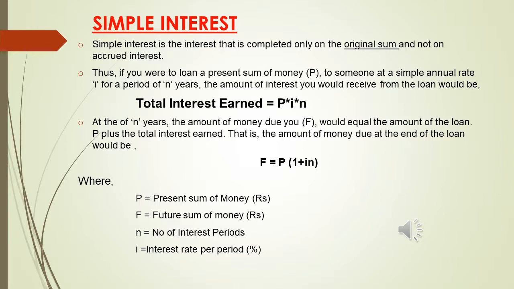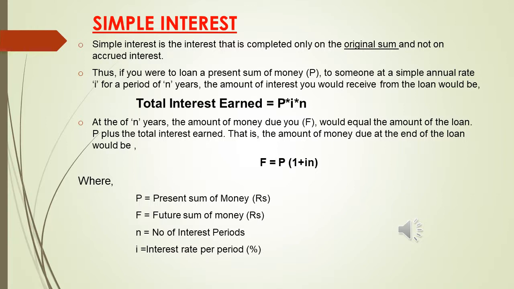The amount of interest you would receive from the loan, the total interest earned, is given by P into I into N. After N years, the amount of money due, F, would be equal to the amount of the loan P plus the total interest earned, that is, the amount due at the end of the loan. F is equal to P into (1 plus I into N).